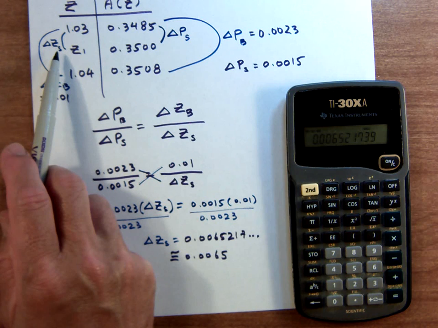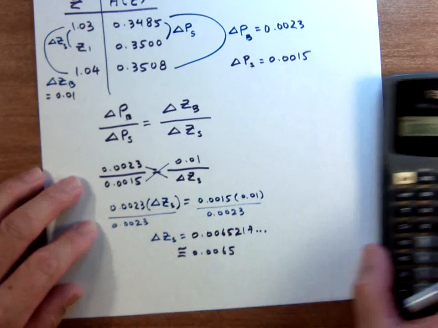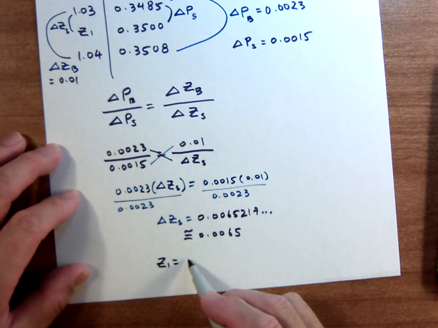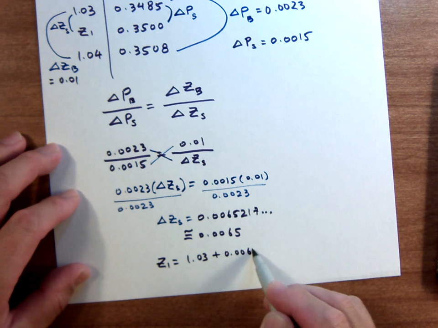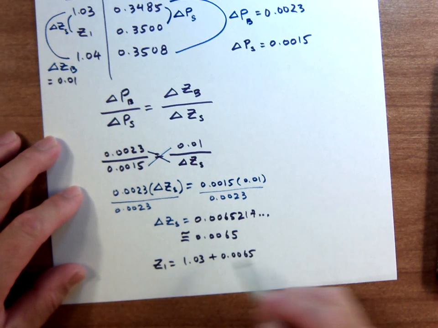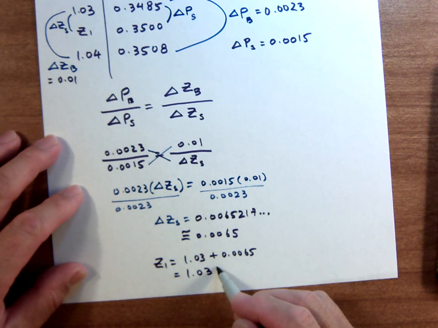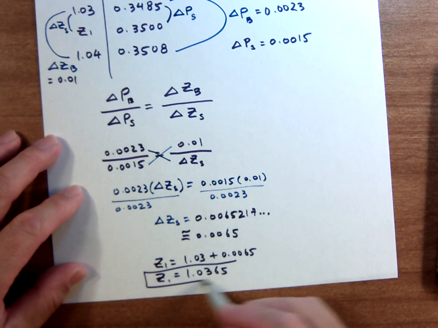What we need to do is take that computed value and add that to 1.03. So here's our final answer. Our z1 is 1.03 plus 0.0065, giving us the final answer 1.0365. That's our final answer.